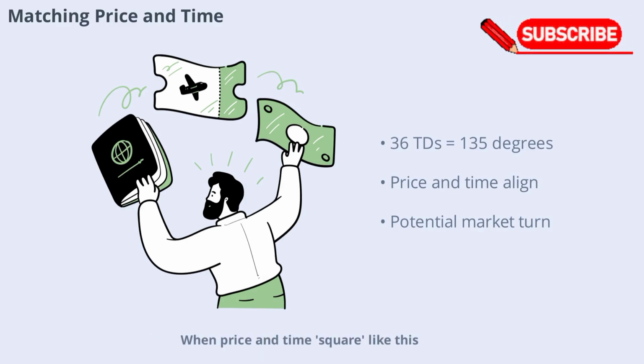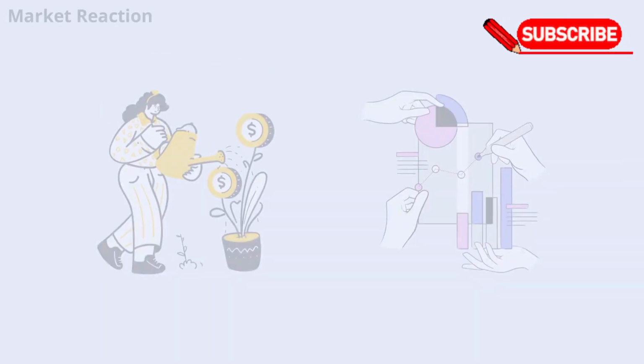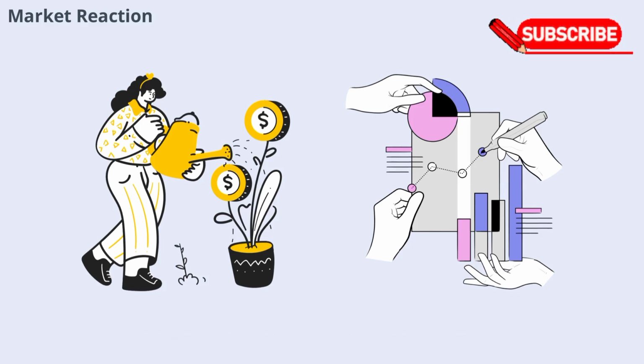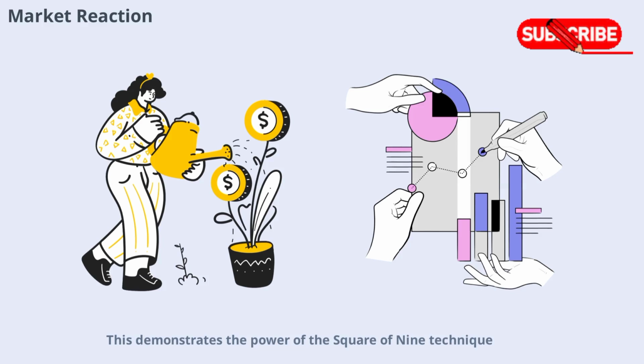When price and time square like this, it often marks a pivotal moment in the market, signaling a potential reversal or significant move. In this SPX case, the alignment of price and time at 135 degrees coincided with the start of a 146-point downswing. This demonstrates the power of the square of 9 technique. When both price and time reach the same geometric angle, the market often reacts strongly. Recognizing these moments can help traders anticipate major moves and adjust their strategies accordingly.